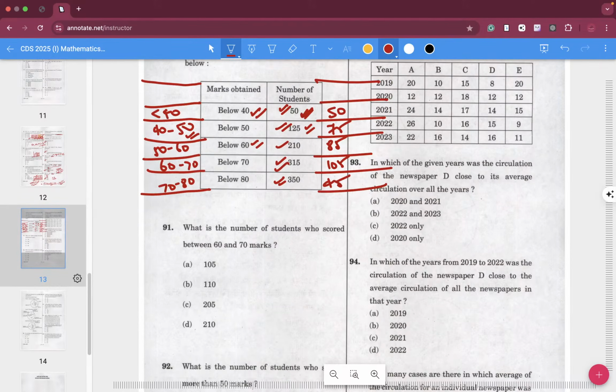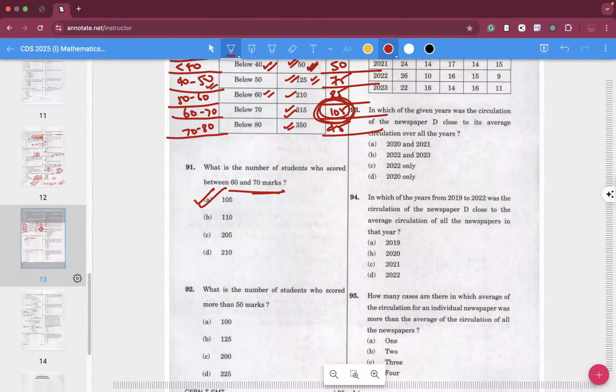So what is the number of students who have scored between 60 and 70? 105 students have scored in this range. So A will be the correct answer over here.